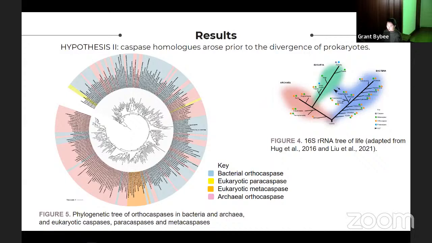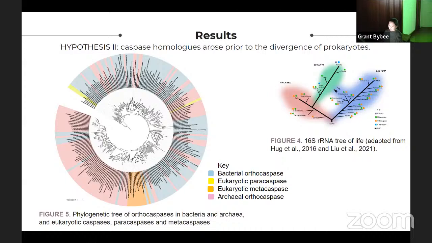So horizontal gene transfer is the transfer of genes between organisms by mechanisms other than the vertical transfer of genes from parent to offspring. And basically what you can see is that there was a lot of horizontal gene transfer between different caspase homologs and between different domains.